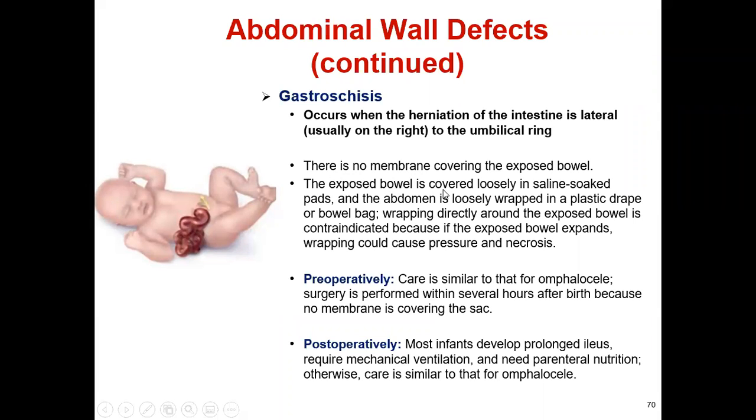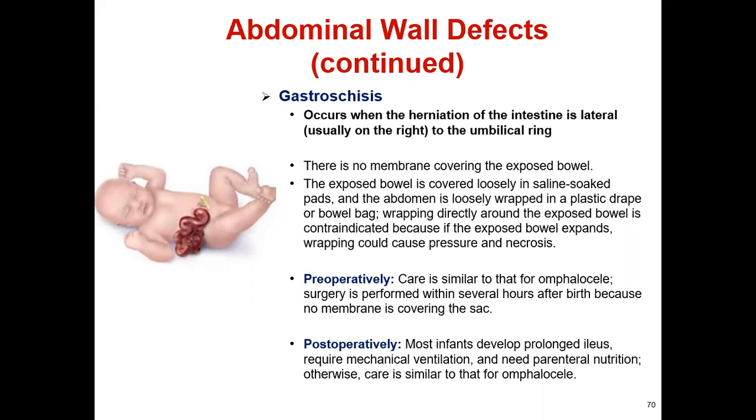The exposed bowel is covered loosely in a sinusoid, and the abdomen is loosely wrapped with plastic wrap or a bowel bag. Wrapping directly around the exposed bowel is contraindicated because if the exposed bowel expands, wrapping could cause fissure and necrosis. So both cases have a protruding sac or organ.